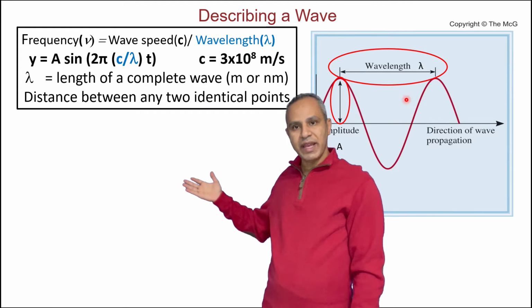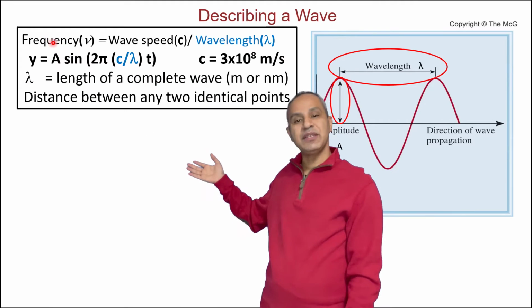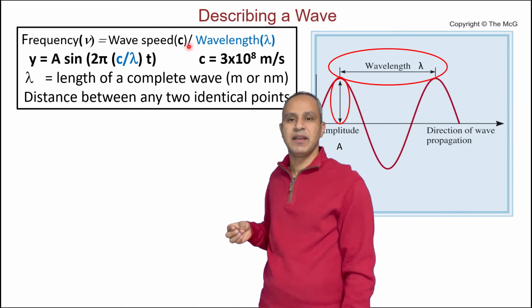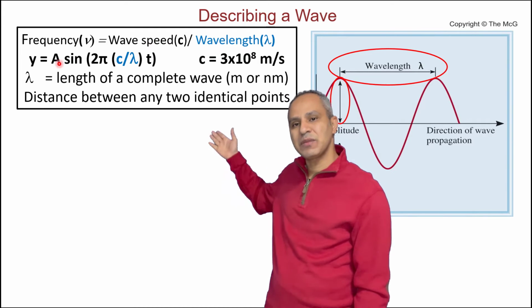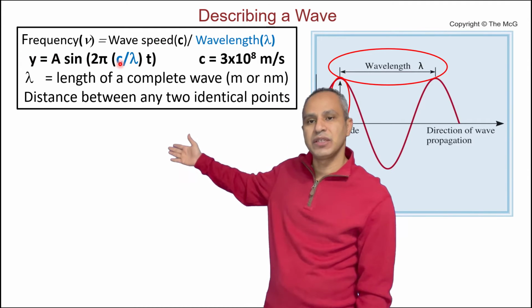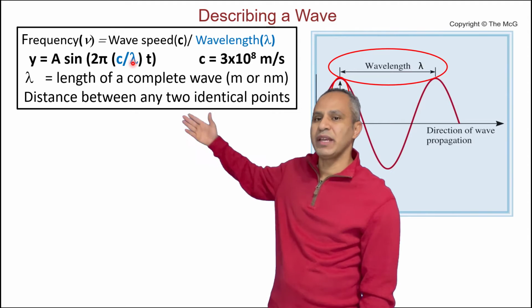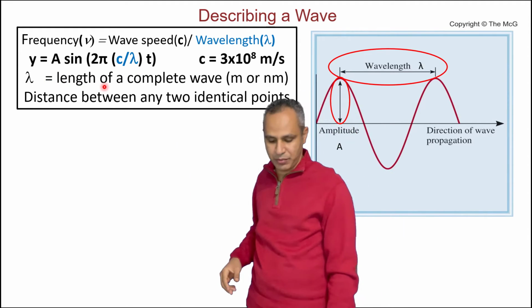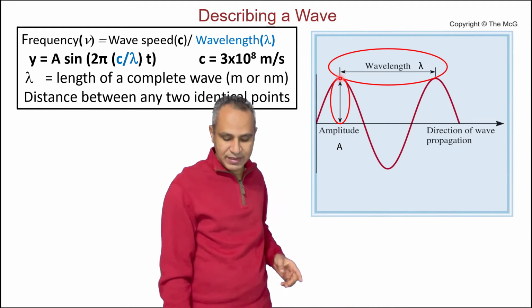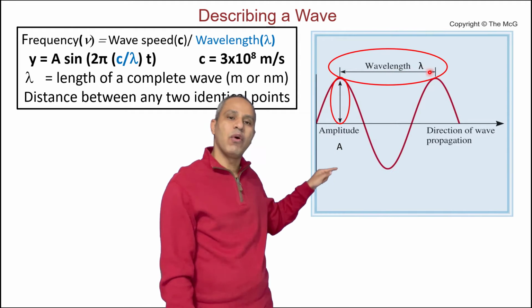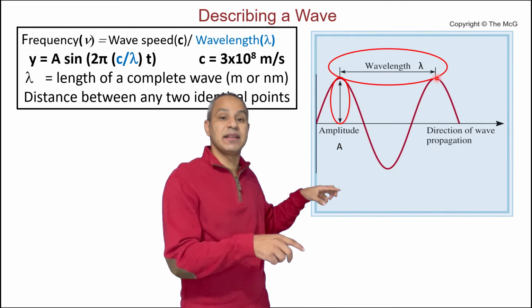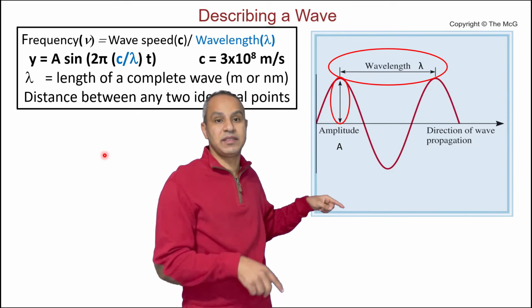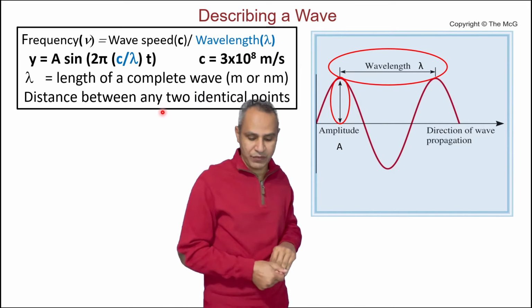From the laws of waves, frequency equals the speed of the wave divided by wavelength. So you can express the displacement of the wave as a function of wavelength, just in the same way we described it as a function of frequency previously. So wavelength in this case is going to be simply the length of a complete wave, or the distance between two identical points on the function that describes a wave.